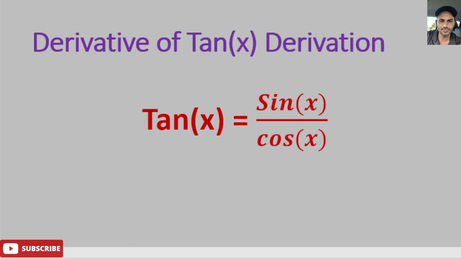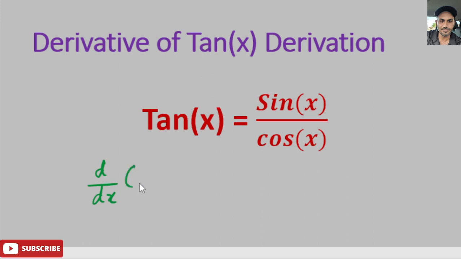Hello everyone, in this video I'm going to derive the derivative of tangent of x. So the tangent of x is defined as the ratio of the sine of x over cosine of x. So I'm going to use the information about the derivative of sine and cosine to derive the derivative of tangent of x.